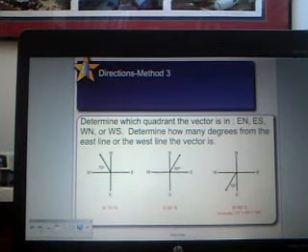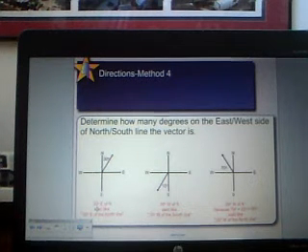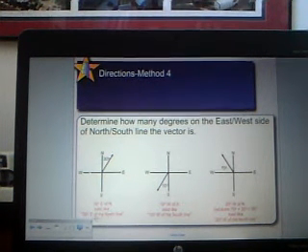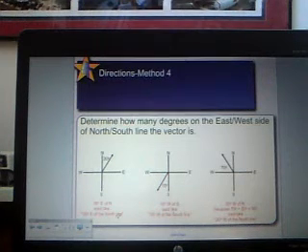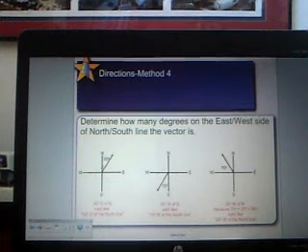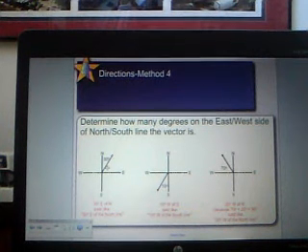Now, sometimes you'll see directions that look like this, where it says 30 degrees east of north. I like to say it a different way because then it makes a little more sense to me: 30 degrees east of the north line. So I face myself along the north line, and then I go 30 degrees on the east side of that line. So that's kind of how you say directions that way.